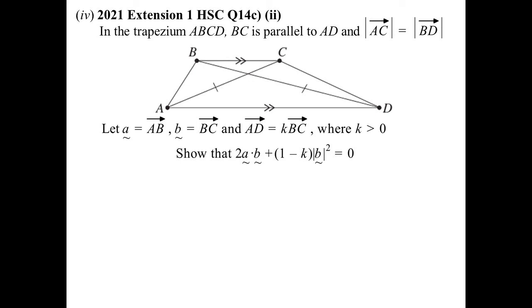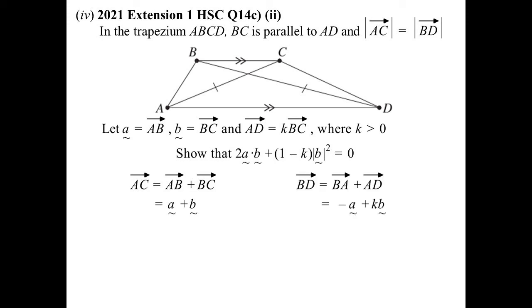It seems to make sense to write an expression for AC because we've been given information about the vector AC and the vector BD, that they're equal. So let's investigate that. AC, if I smash together AB and BC, and we've got expressions for both of those. So I know AC would be A plus B. What about BD? BD, smash together BA and AD. Now, BA, did they tell us anything about that? Oh, well, they told us AB, didn't they? So that's the negative of A that we want. And AD, they told us was K times BC, but BC is equal to B, so that's K times B.